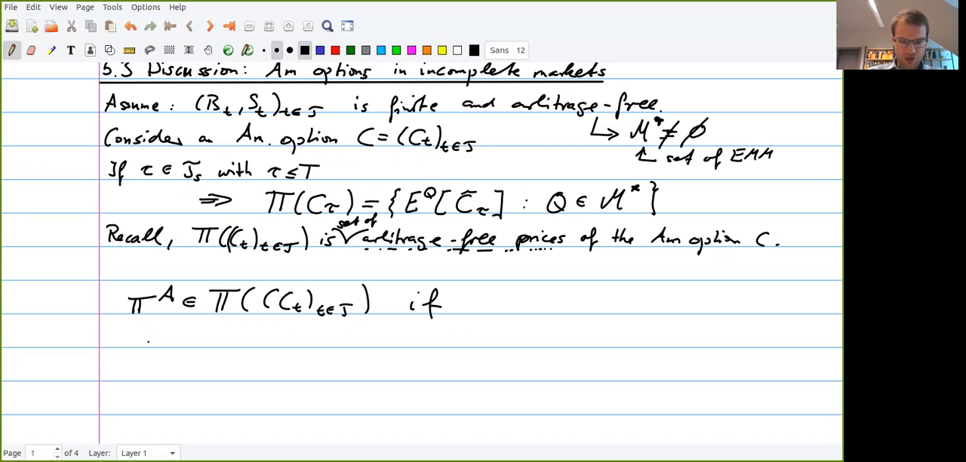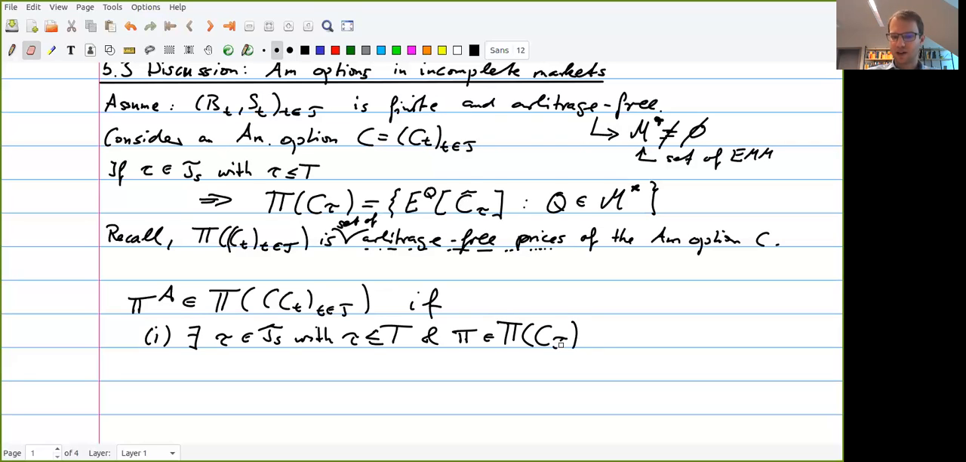So what is the first condition? Well, the first condition is there exists a stopping time tau. So stopping time, we assume that it's an exercise strategy, so this tau has to be less or equal than T. And there exists a price in the set of the arbitrage-free prices corresponding to the corresponding European option.